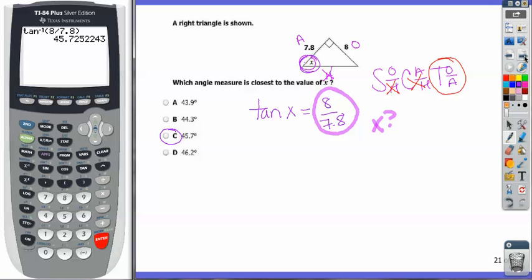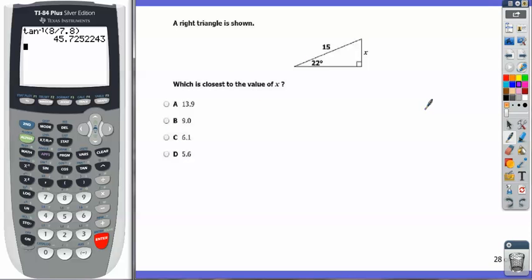I'm going to go on to the next question. It says I have a right triangle, which is the closest value of x. I'm going to do the same thing. I'm going to pick an angle. I'm going to label my opposite, hypotenuse, and adjacent. I'm also going to write SOHCAHTOA so that I have it sitting there and I can write all over it and do whatever I want. You can do that on your scrap paper.